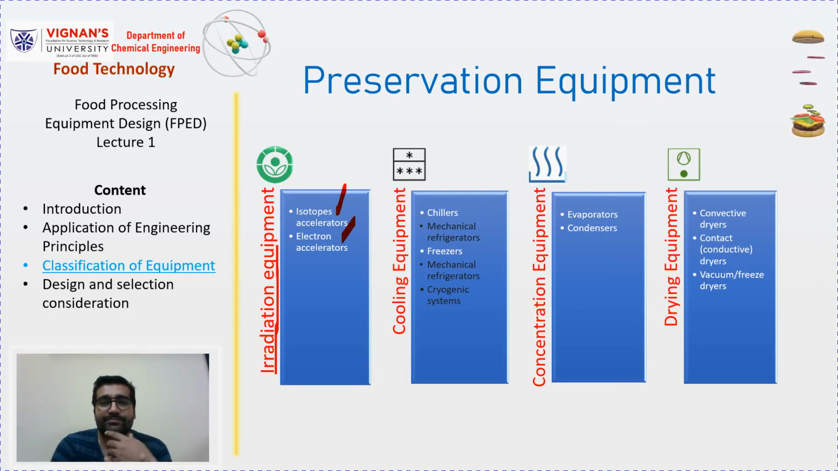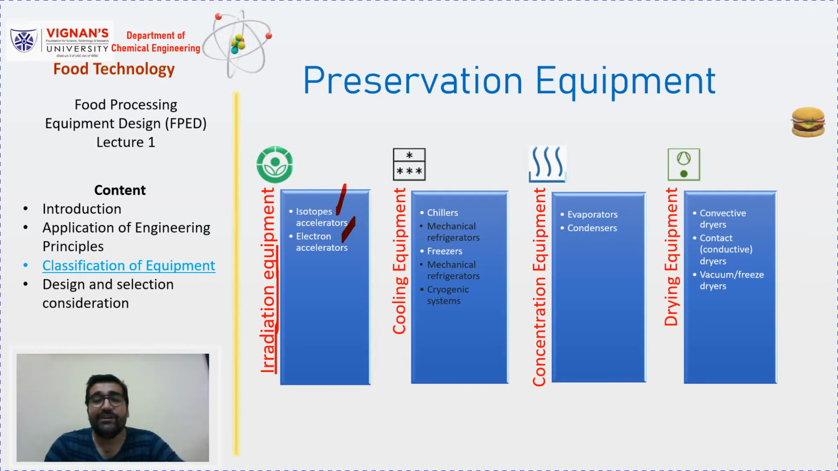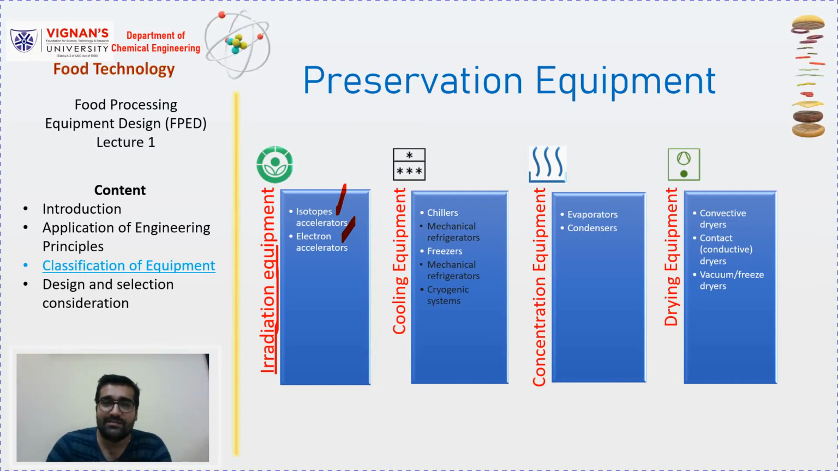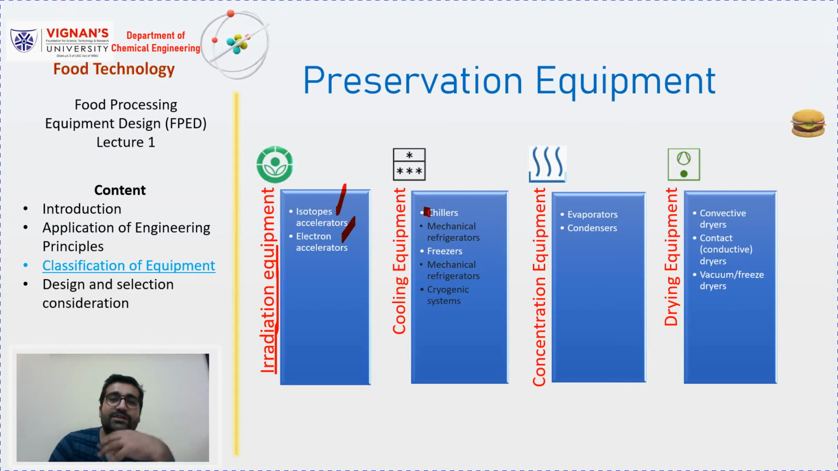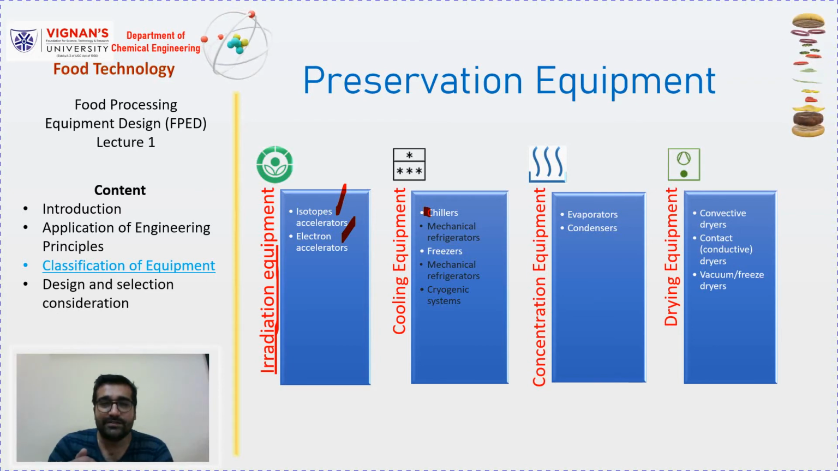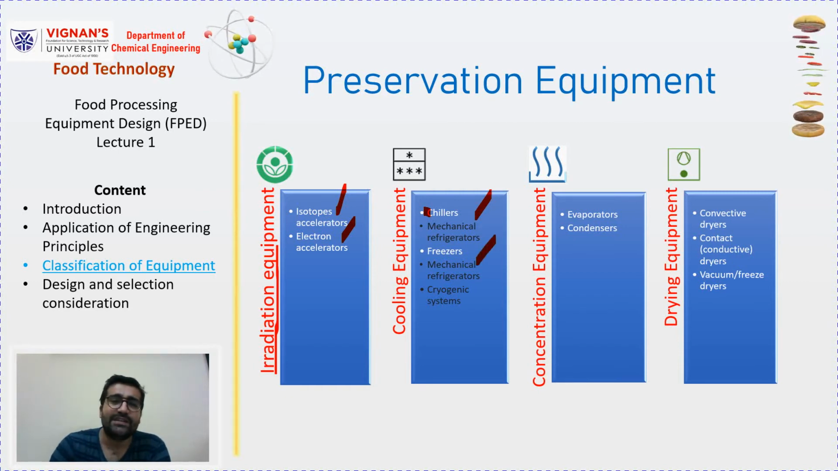Then come the cooling equipments. If we reduce the temperature, we reduce the multiplication rate of the harmful microbes, and it will eventually increase the shelf life of the product. So we use mechanical refrigerators as a chiller, or we use freezers like cryogenic systems or mechanical refrigerators as freezers.